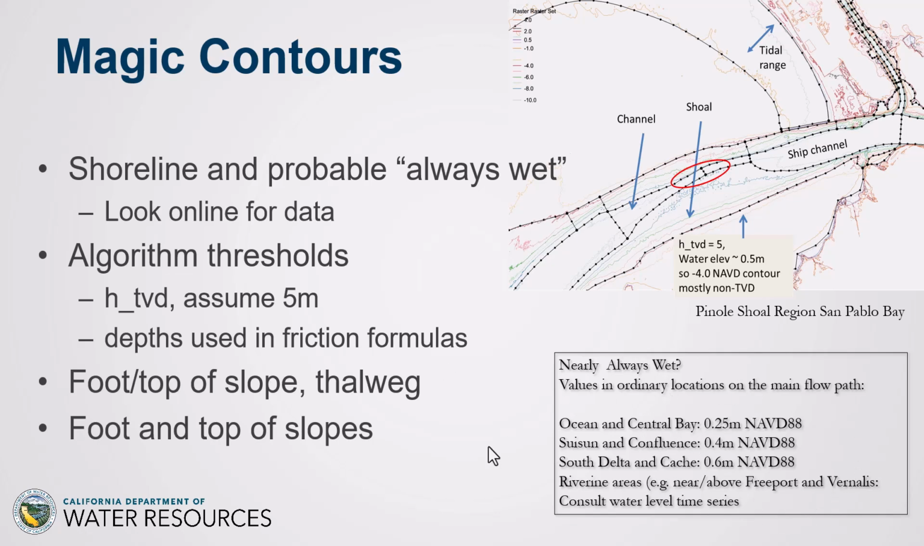It's impossible to specify an always wet elevation that works through the entire domain. About 0.25 meters NAVD works well towards the ocean side, and that kind of creeps up towards 0.6 in the South Delta. Always good to play it safe, particularly if you're meshing a little bit rough or quickly. It is important that you not create blockages.